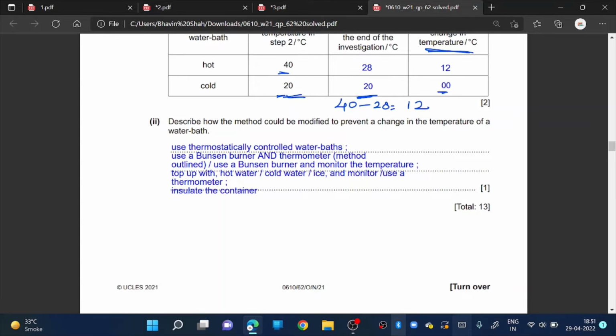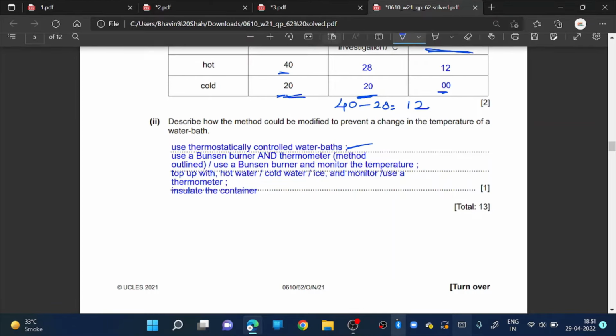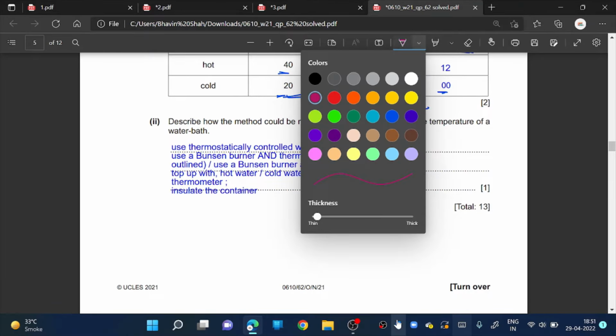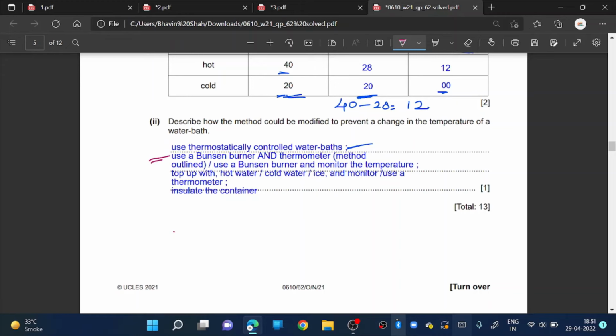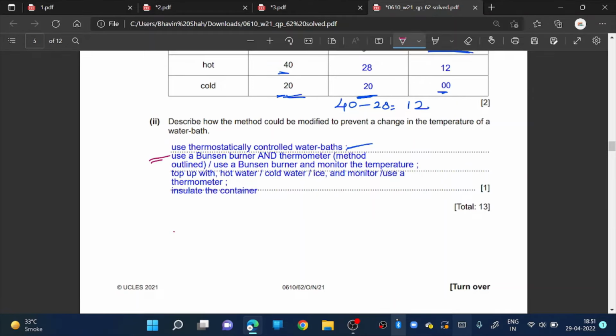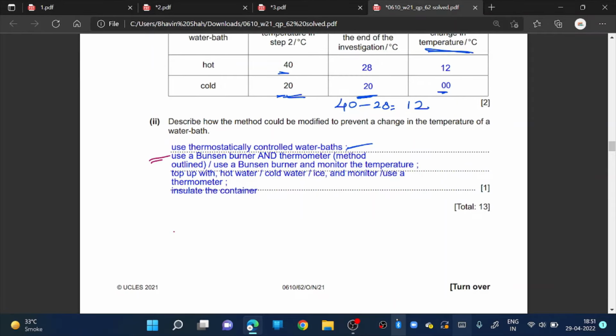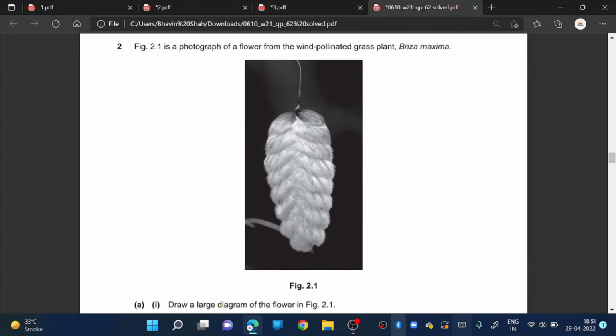So coming back to the question, describe how the method could be modified to prevent the change in the temperature. You could use a thermostatically controlled water bath, which we just saw here. Then you could use a Bunsen burner and a thermometer. I showed you that diagram as well. Then you can use a Bunsen burner and monitor the temperature, top up with hot water or cold water or ice. I showed you that method as well, or you could also insulate the container.